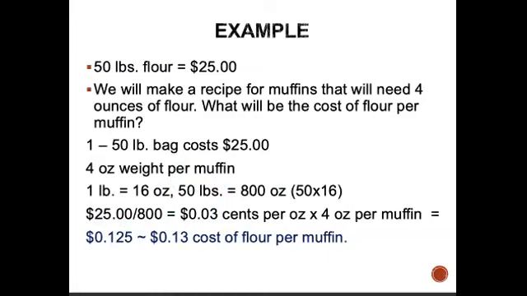And I am going to use 4 ounces per muffin. That would be equal to 0.125, and approximating that, it would be equal to 0.13, which is how much the flour will cost for each muffin.